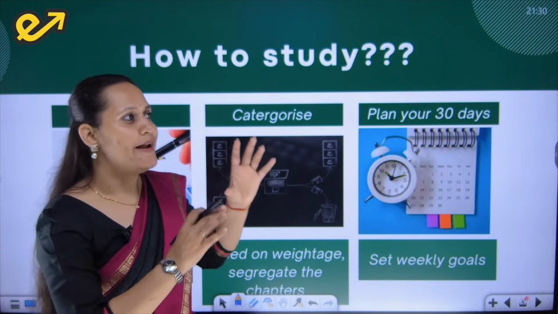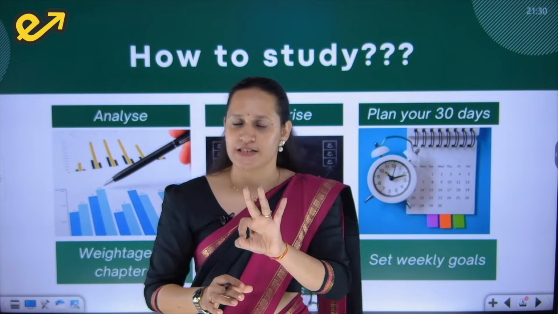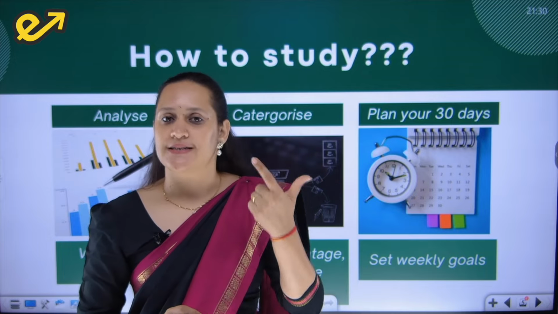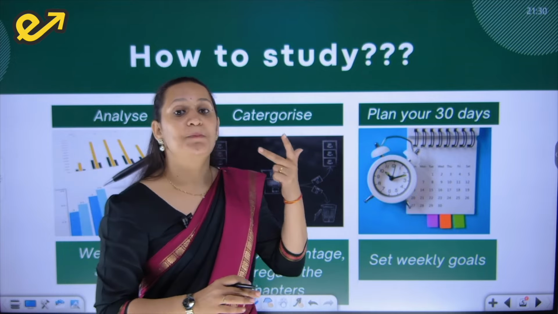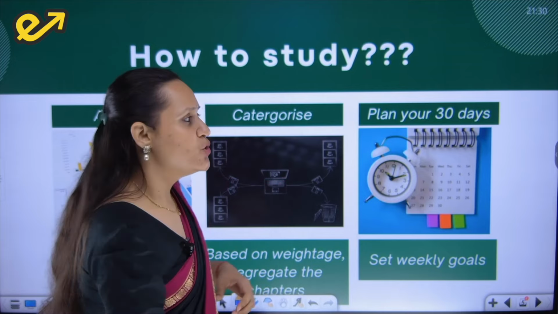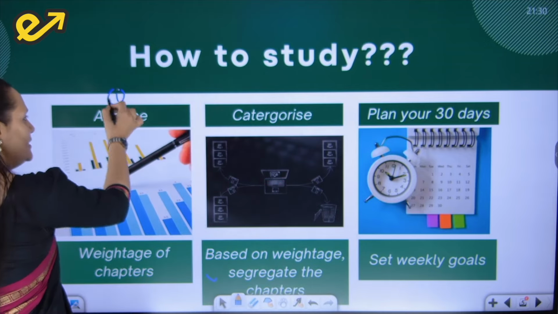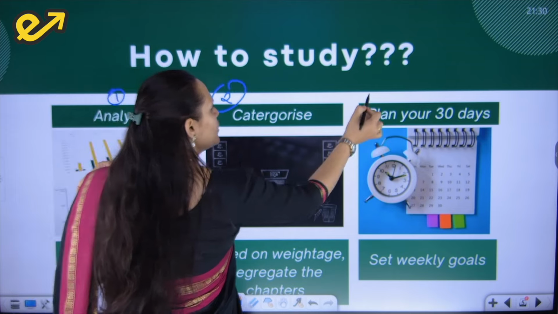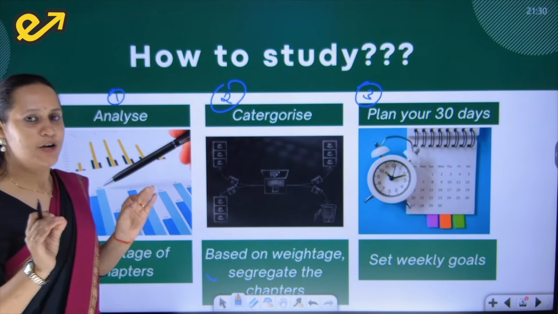What is that? This entire process is divided into 3 steps. First is analyze, second one is categorize, and third one is planning that categorization into your timeline duration. So what are we going to do? We are going to analyze, we are going to categorize, and we are going to plan the 30-day duration.